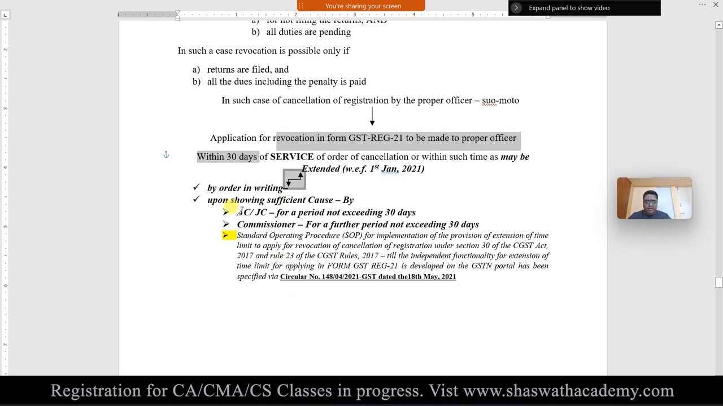If you could see, I would have given it in italics and bold. In writing, by showing the sufficient cause. This is very important. You should show the sufficient cause. You cannot simply go and say, I have the right, I can do. No, no. This is a relaxation power.